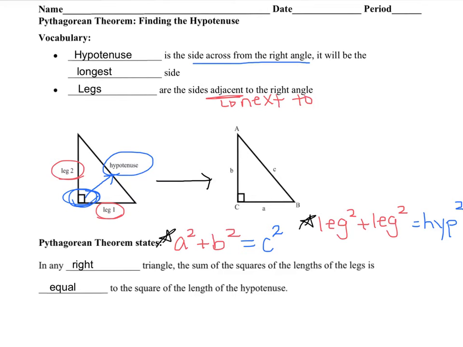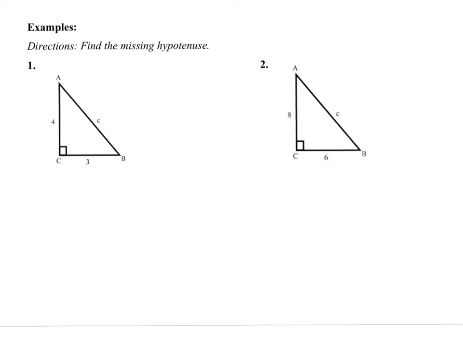So now let's do some examples together. So let's look at our directions. You're going to find the missing hypotenuse. Okay, so what we're going to do here is you always want to identify where your right angle is. Your right angle is right here. And your hypotenuse is the side across from the right angle. So that is your hypotenuse.